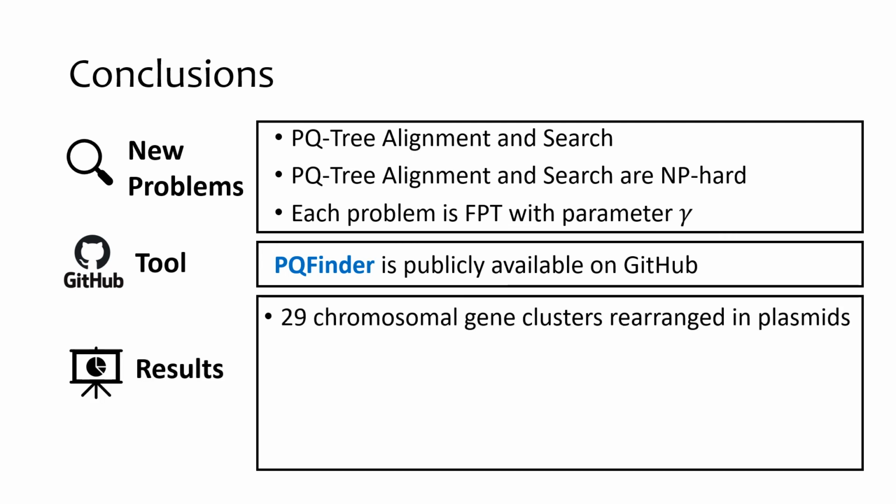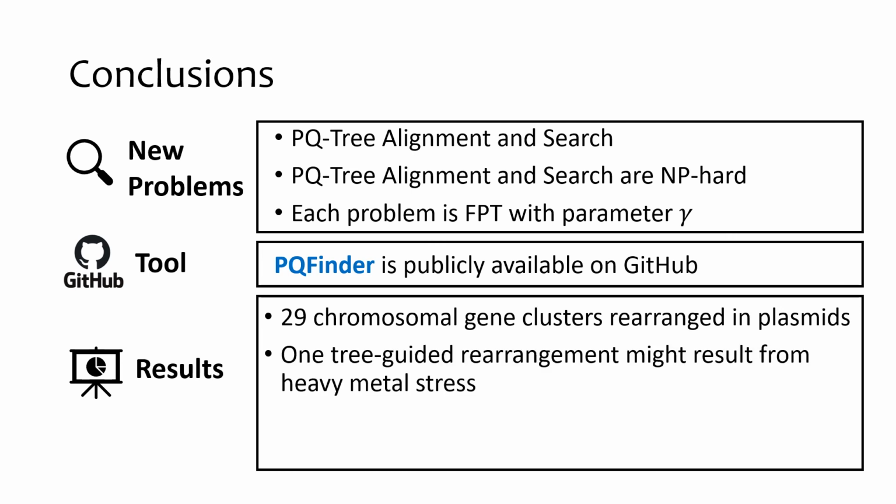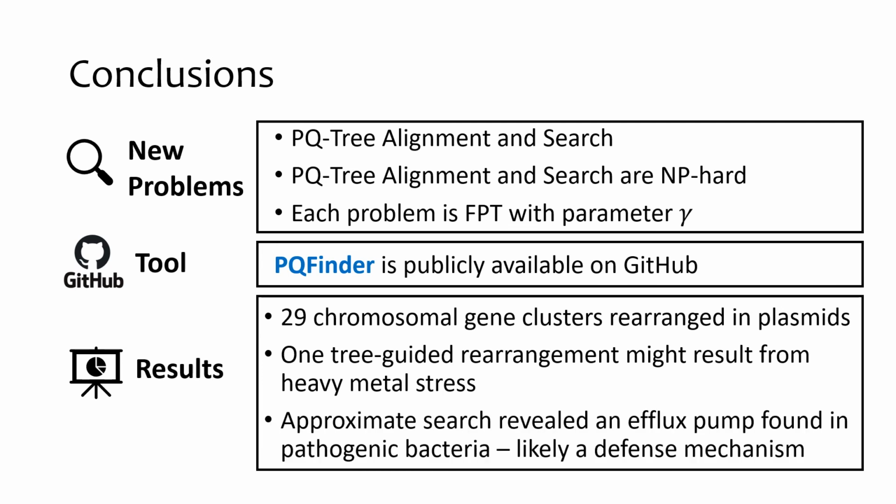We found 29 chromosomal gene clusters that had tree-guided rearrangements in plasmids. One of the tree-guided rearrangements could be the result of a heavy metal stress. A variant of the heavy metal efflux pump that included an insertion of a gene revealed that this efflux pump is found mainly in pathogenic bacteria, and it is a possible bacterial defense mechanism against the host immune system. A future extension of this study could explore whether tree-guided rearrangement events are correlated with environmental stress or other bacterial adaptations.